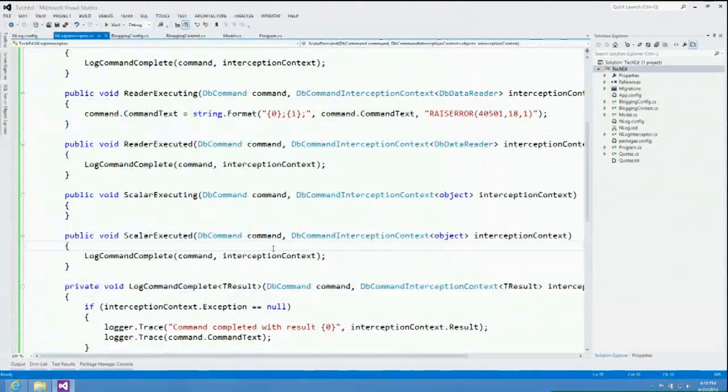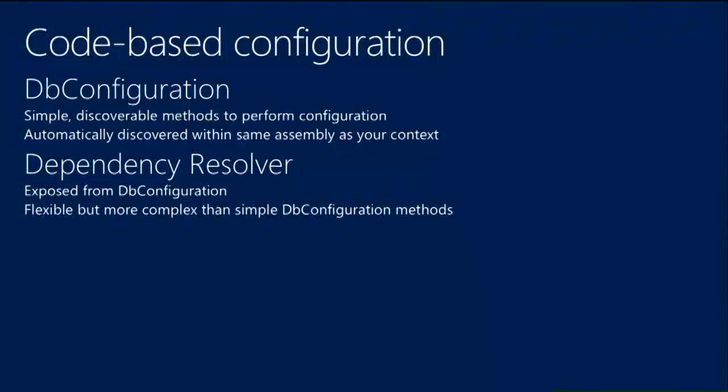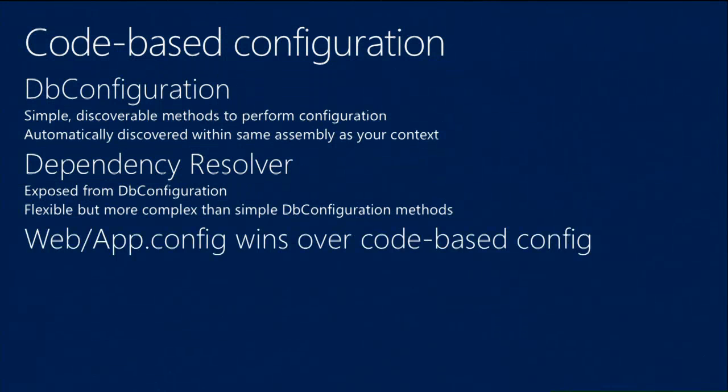Okay, and you can configure some of that in there. Execution strategies are particularly nice when working with cloud-based database providers, which happen to do things like throttle you and move your database server around and things like that. Web and app config always wins over any of the stuff that I just showed you. So if you deploy code-based configuration, you can always change the web config in production to do something that you need to change or whatever you need to do.